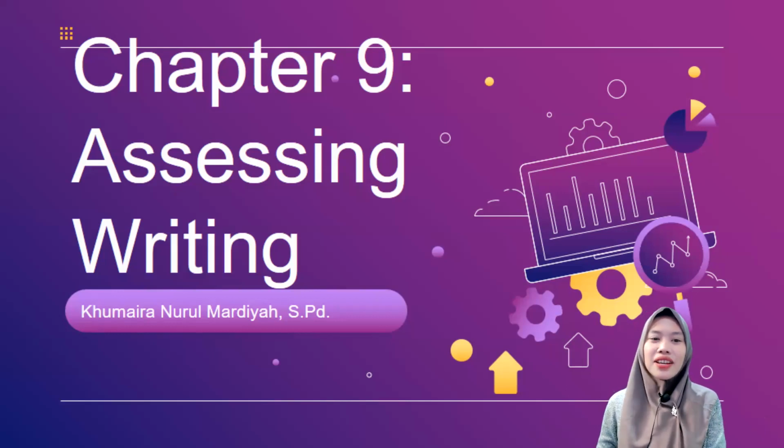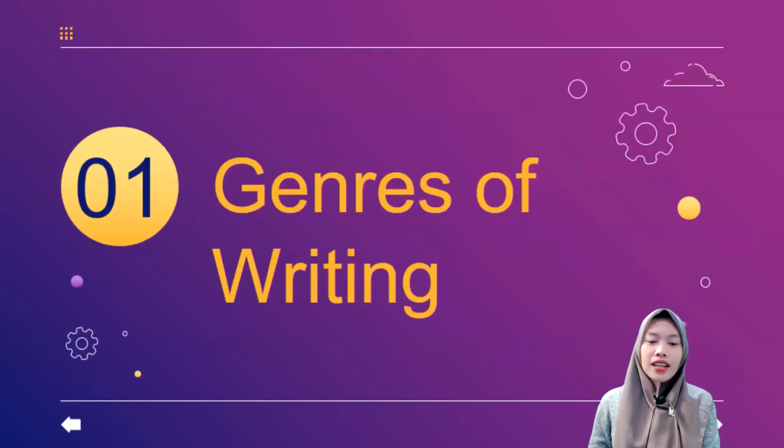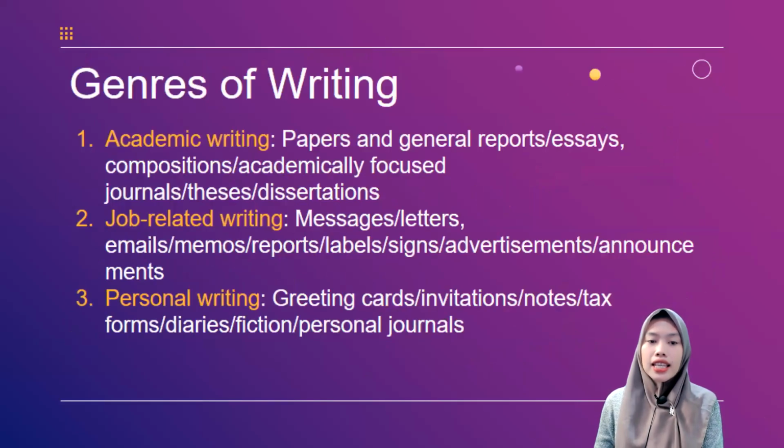Practices. All right, today we are going to discuss Chapter 9, Assessing Writing. Okay, let's get started. These are the table of contents. The first is genre of writing. And then genre of writing: there are academic writing, job-related writing, and personal writing.